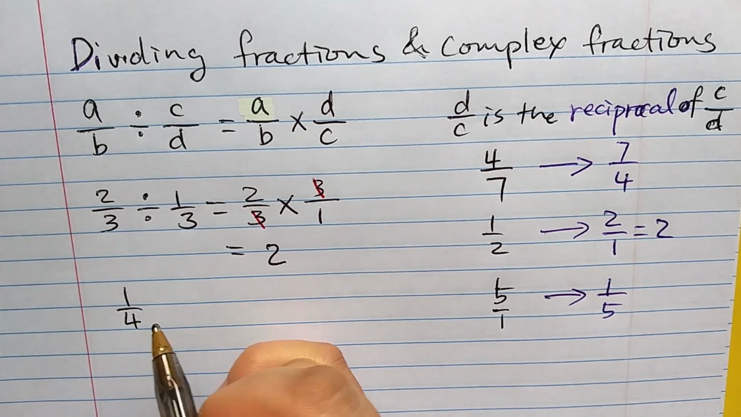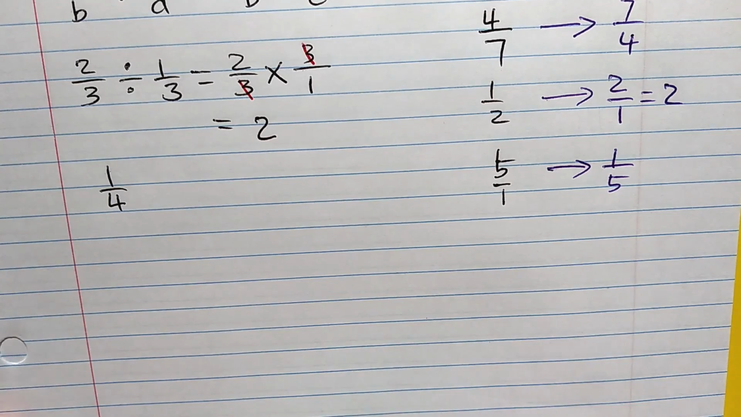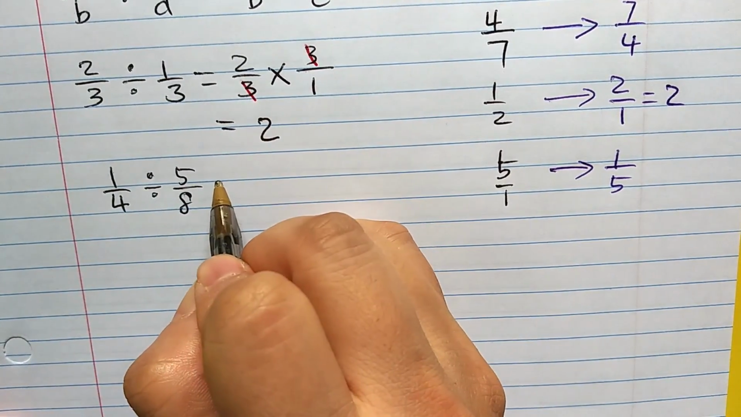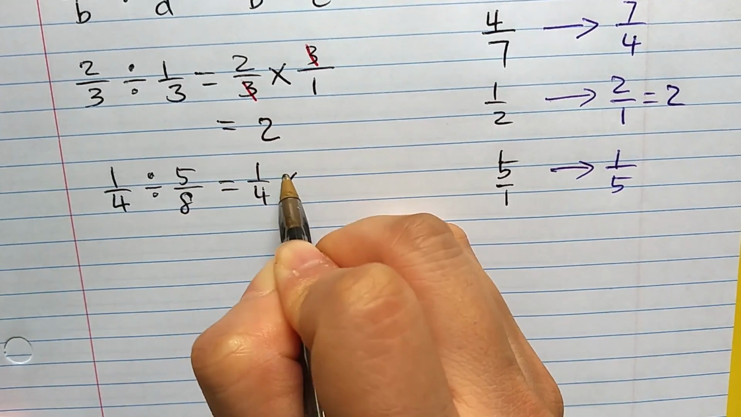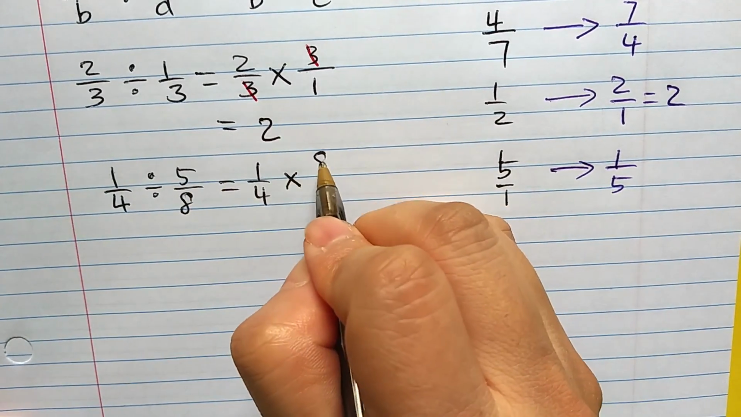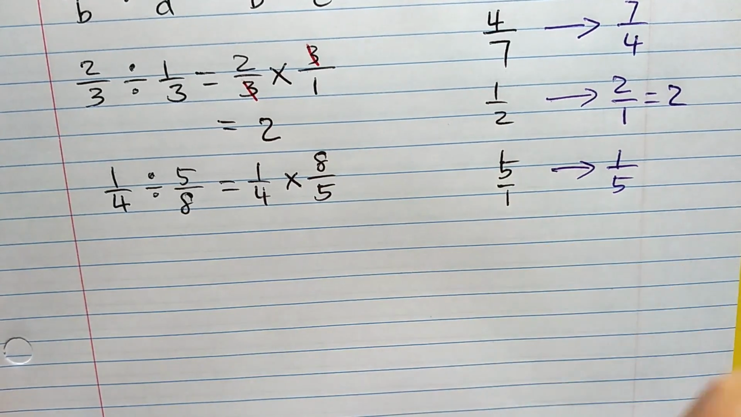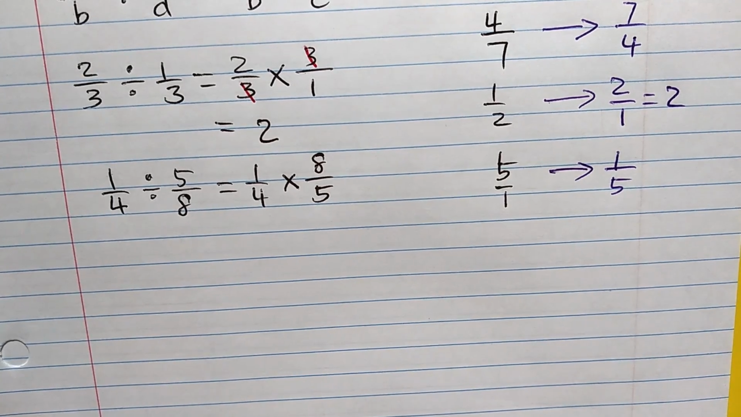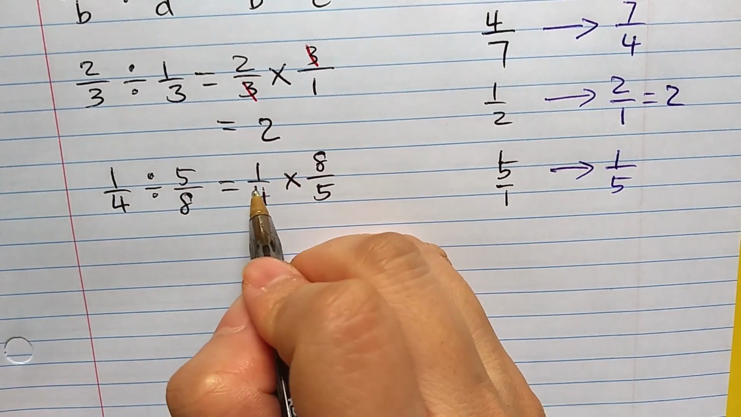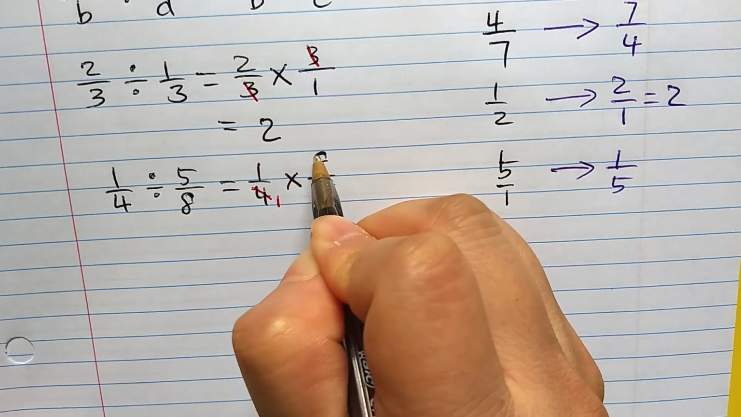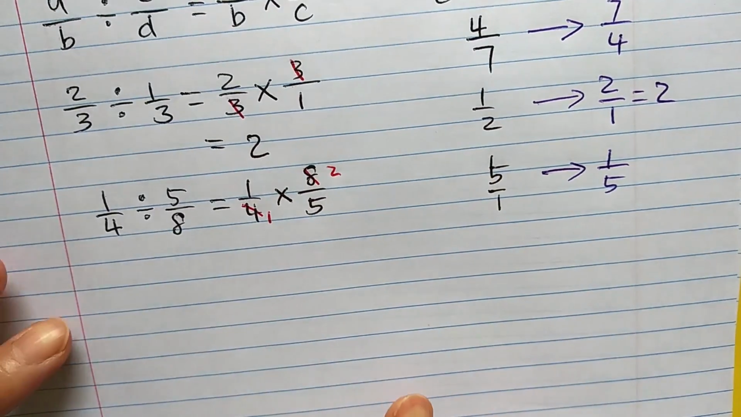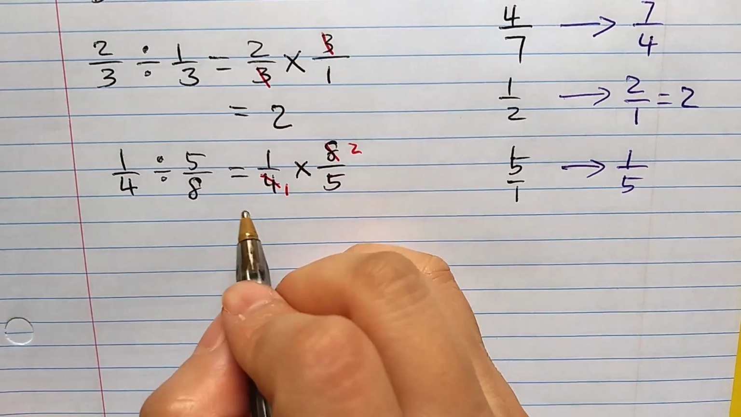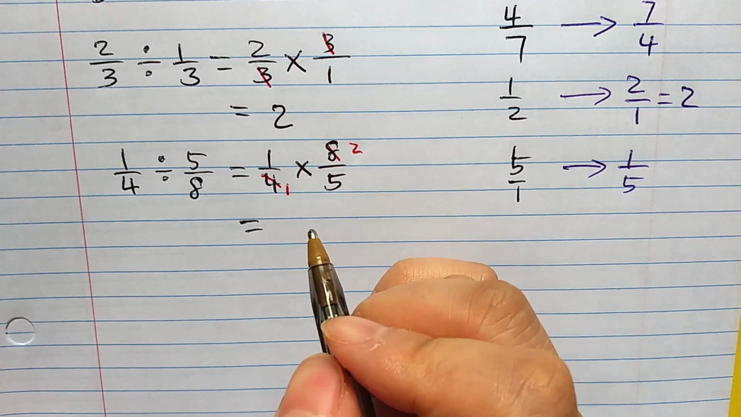One over 4 divided by 5 over 8 is 1/4 times, flip that number, 8 over 5, and reduce the numbers that you can reduce, so that it becomes 1, that becomes 2, and that equals 2/5.